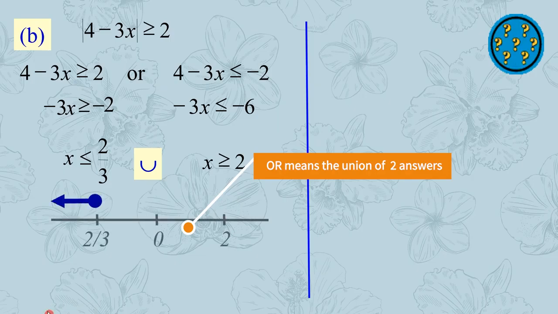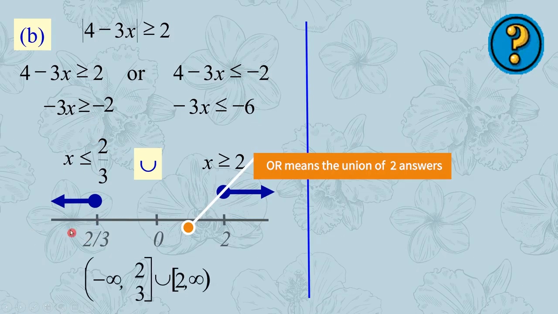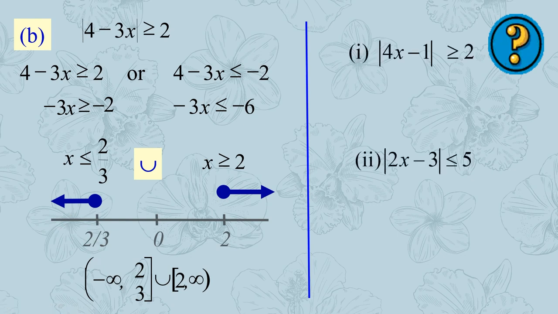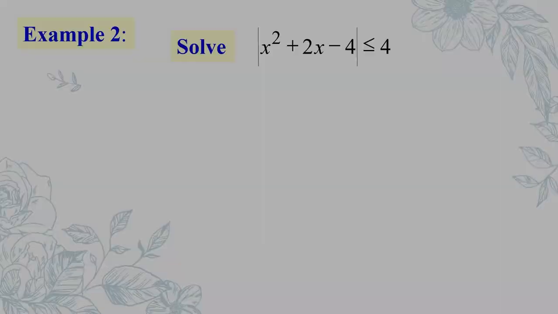We are finding the union of two graphs here. x is less than 2 over 3 pointed to the left. x is greater than 2 pointed to the right. So we can write it as negative infinity up to 2 over 3, union 2 until infinity. Okay, I let you try these two examples to enhance your understanding. And please check with your friends.